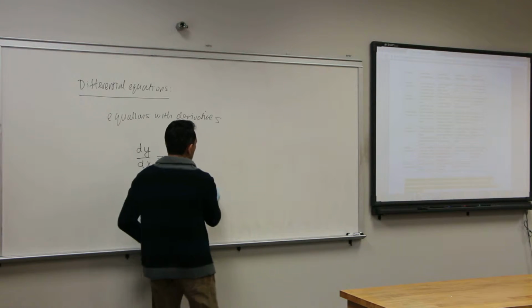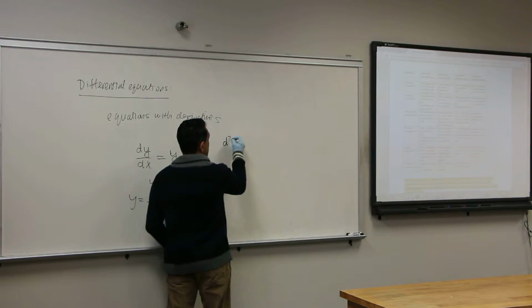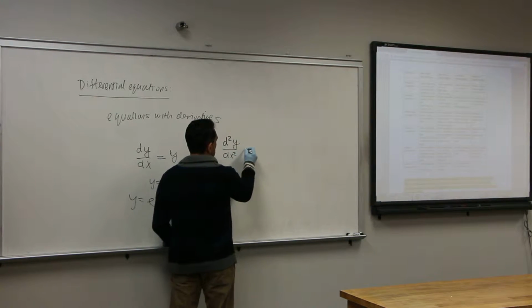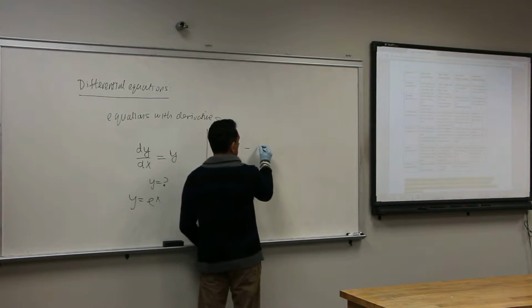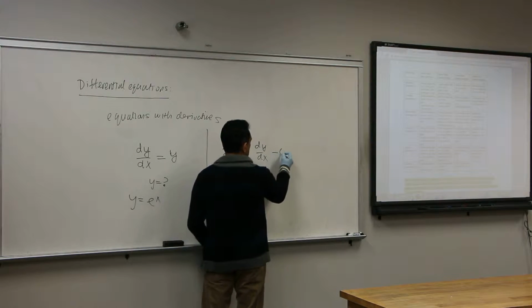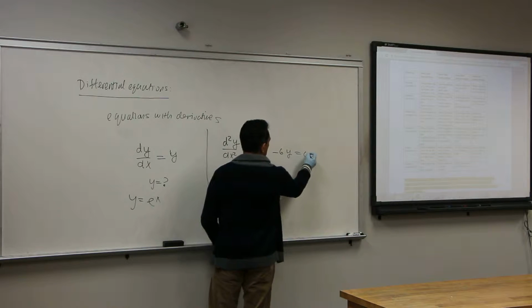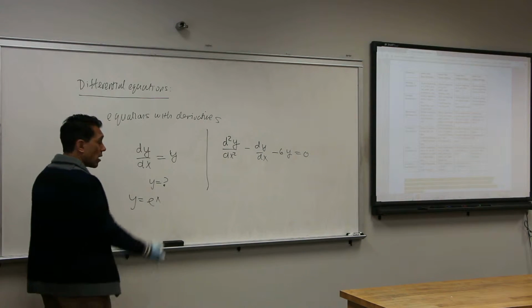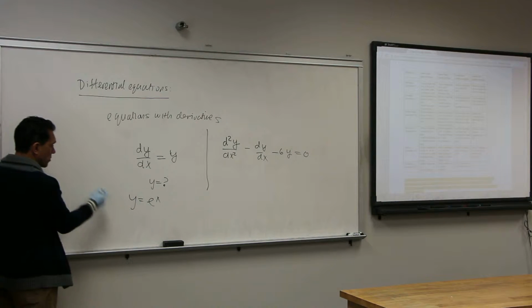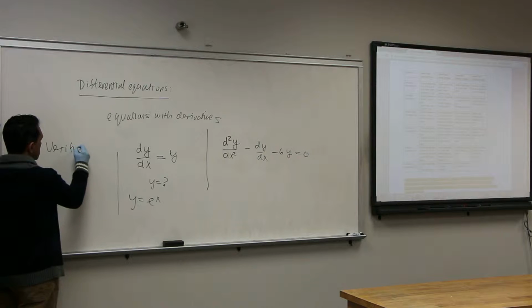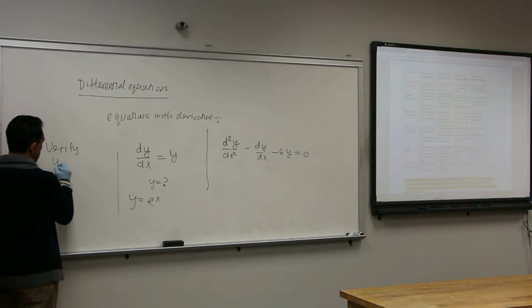You could also have all kinds of differential equations. Here's another one. The second derivative minus the first derivative minus 6 times y equals 0. How would you check this? Well, let's see. What is dy by dx? Let's verify it. Y is e to the x.